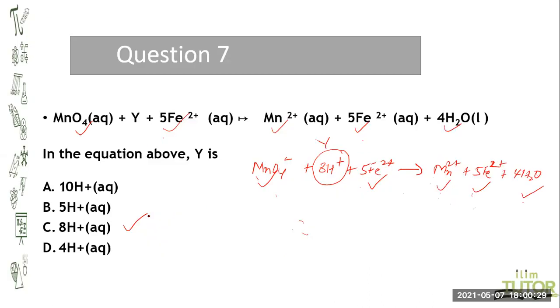All right. So those are the ways we could identify redox reactions. We could identify a missing number in a redox equation.